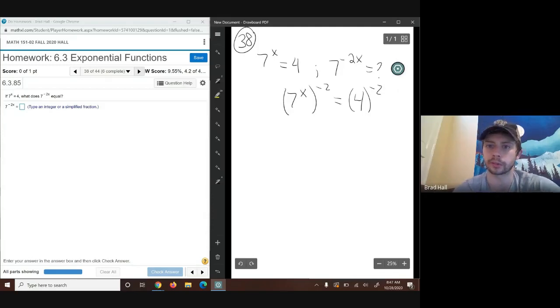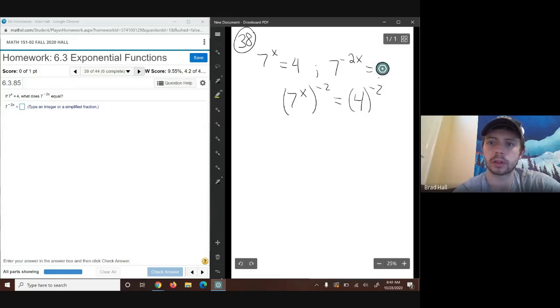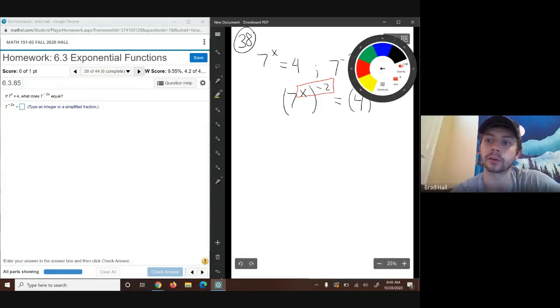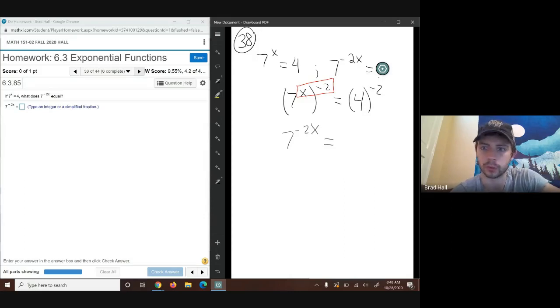Because on the left-hand side, when you have an exponent raised to an exponent, the exponents multiply together, which would be 7 to the negative 2x, which is exactly the form that we want. Now, what happens on the other side? We have 4 to the negative 2. So what's 4 to the negative 2?